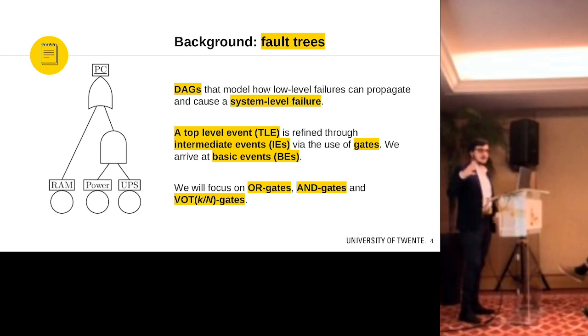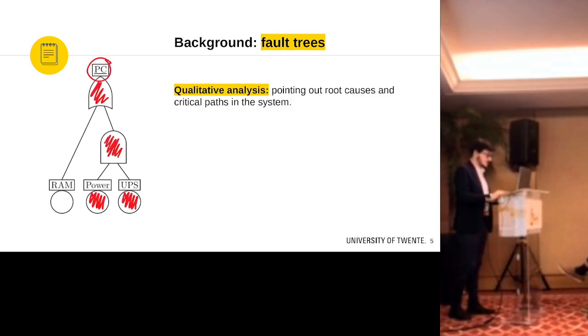gates. Here we are focusing on static fault trees, which have OR gates, AND gates, and K out of N gates. For the failure to be propagated, at least K children out of N must fail. You can see the K out of N naively as a sort of composition between ANDs and ORs. But those are the main ingredients that we are focusing on for this presentation.